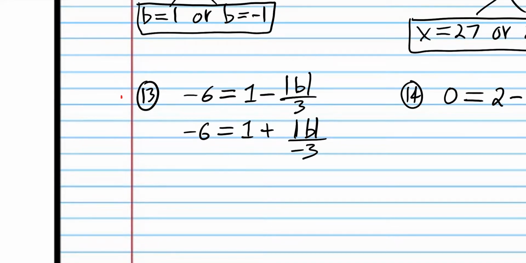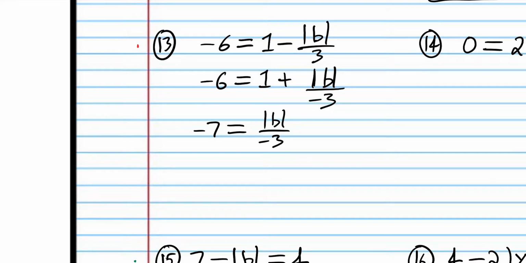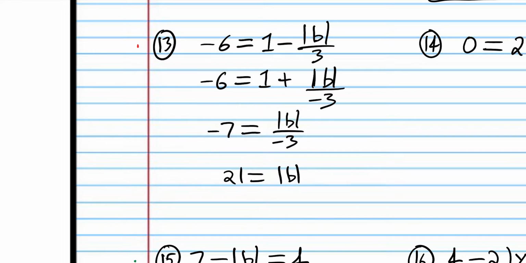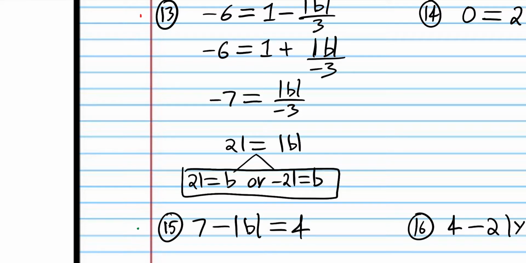And now we're going to subtract 1 from both sides, and we get -7 is equal to absolute value of b over -3. Then we're going to multiply both sides by -3, and we get 21 is equal to the absolute value of b. And then we're ready to separate because at that point b is isolated, so 21 is equal to b or -21 is equal to b. And those are your solutions.